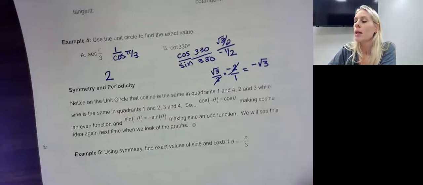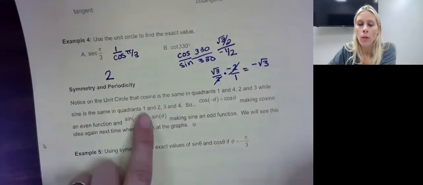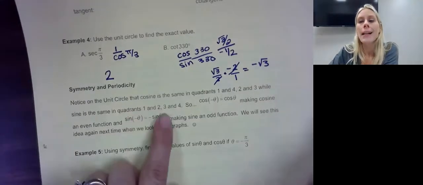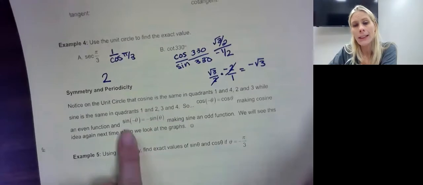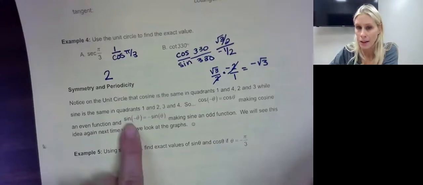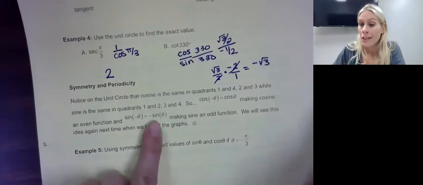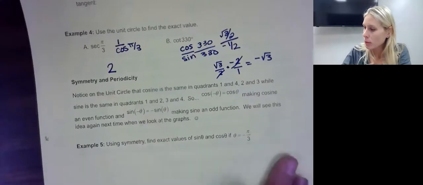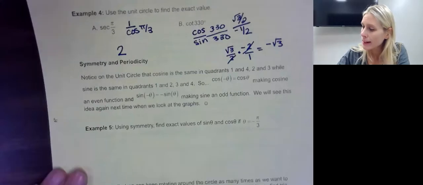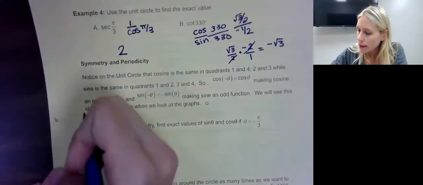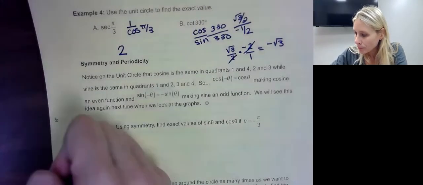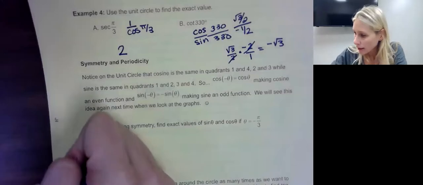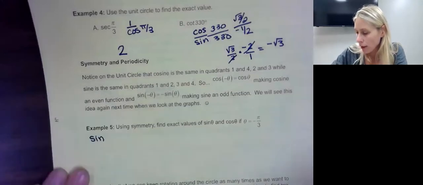Sine is the opposite in quadrants 1 and 4 and in 2 and 3, which means that sine of negative theta is the same thing as negative sine theta. That makes it an odd function. So let's see what that tells us. We're going to do sine and cosine. So sine of negative pi over 3.